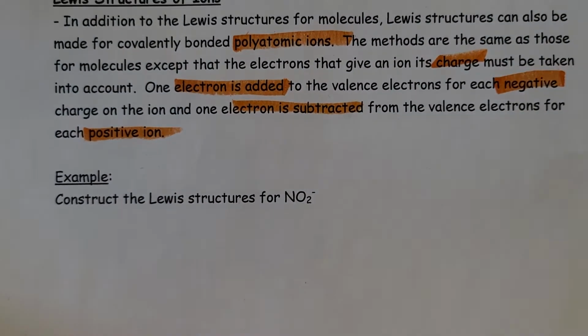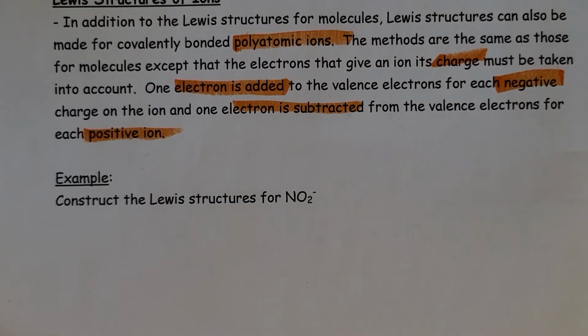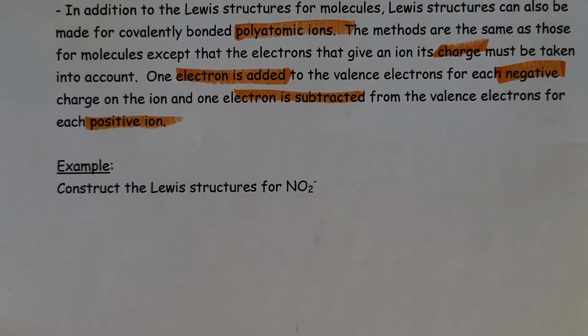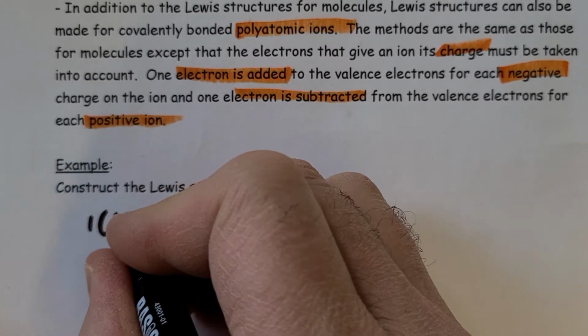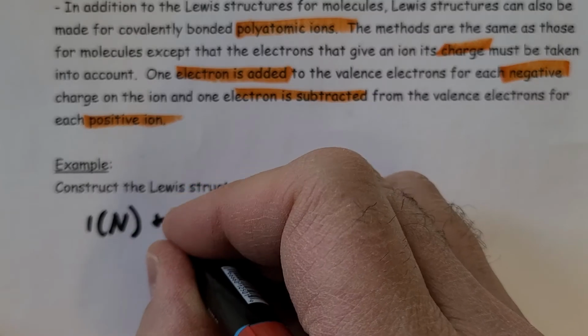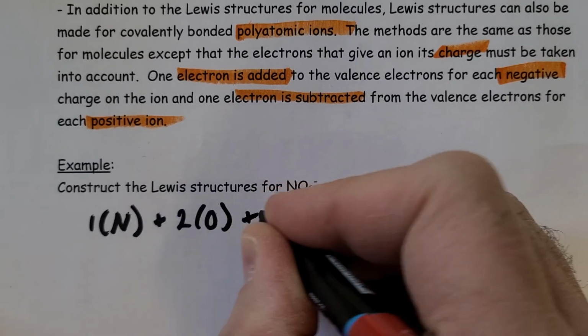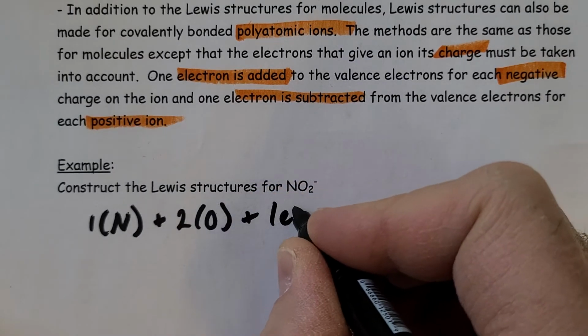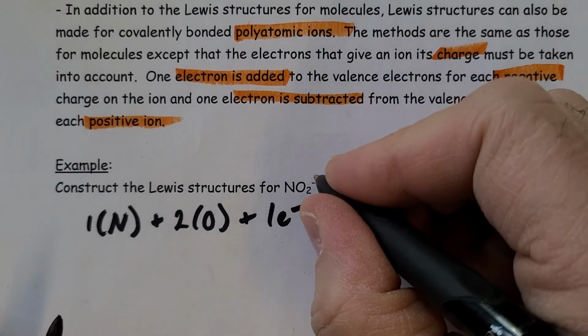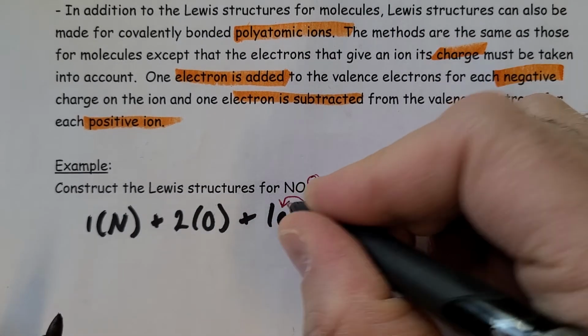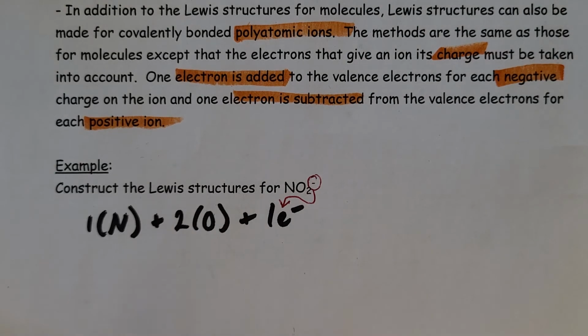So we'll look at the case of the nitrite ion, NO2 negative. So we have 1 N plus 2 oxygens plus 1 extra electron. So you can take a look. We have that extra electron there, which must be accounted for. So we just simply treat that as add 1 more electron.